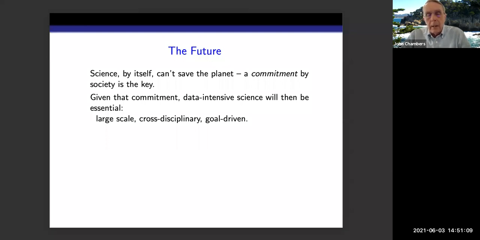It's got to be a science that's based on dealing on a very large scale with problems, both large scale in terms of just data and large scale in terms of its breadth of disciplinary activities. It's going to be involving essentially all of the relevant areas of science, and it's got to be dealing with problems on a global scale and driven by the goals that are implicit in the problems that we're facing.